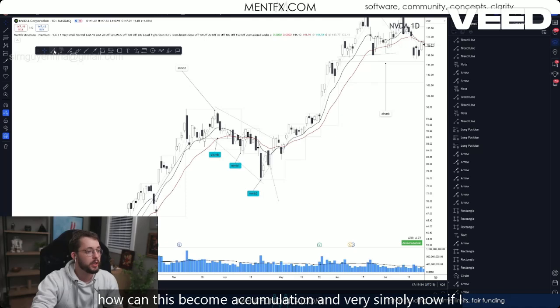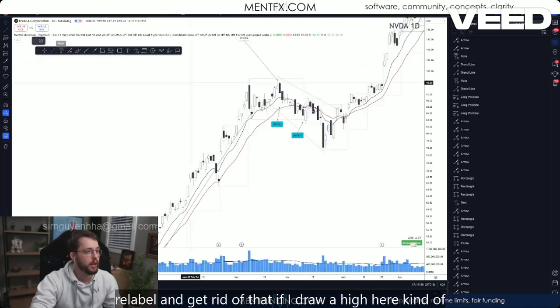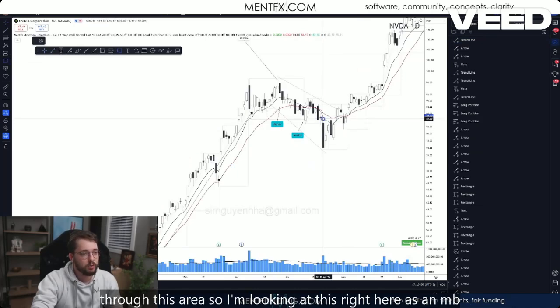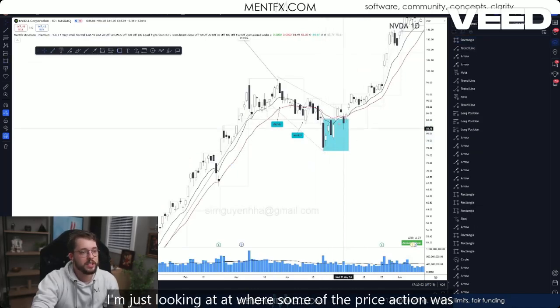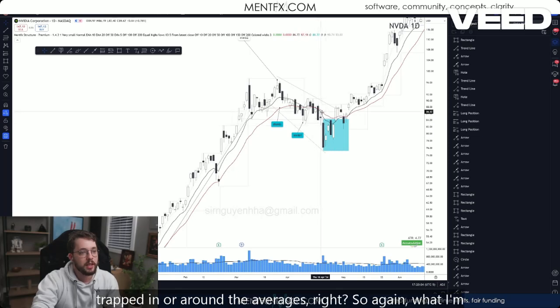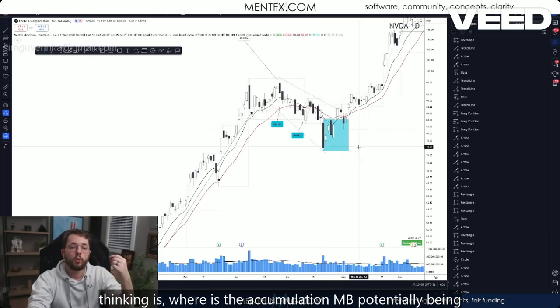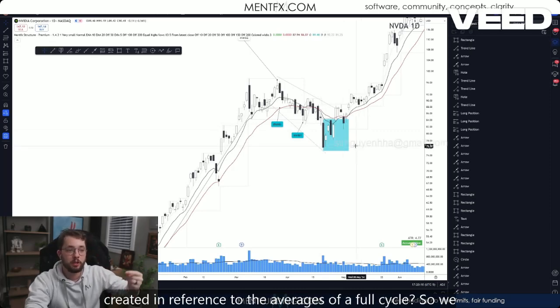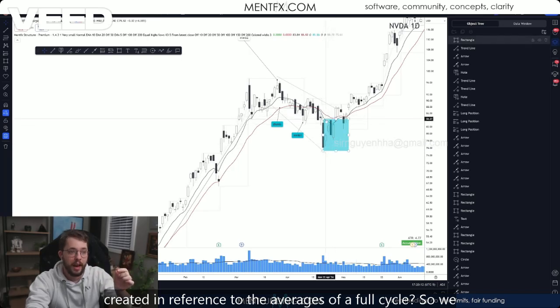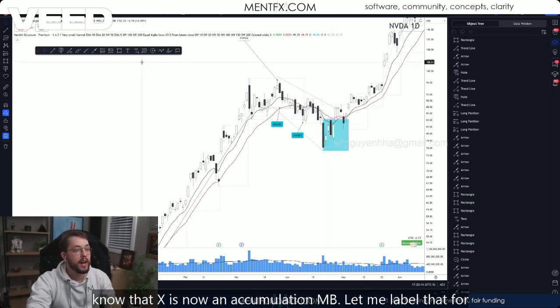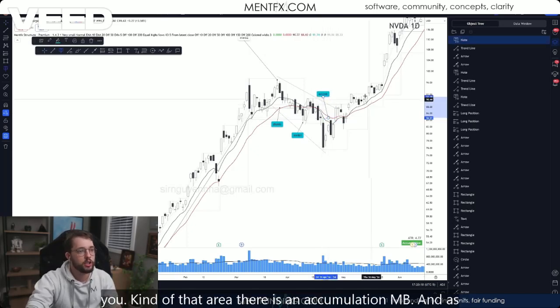And very simply, now if I relabel and get rid of that, if I draw a high here, kind of through this area, I'm looking at this right here as an MB. I'm just looking at where some of the price action was trapped in or around the averages. So again, what I'm thinking is, where is the accumulation MB potentially being created in reference to the averages of a full cycle? So we know that acts as now an accumulation MB. Let me label that for you. Kind of that area there is an accumulation MB.